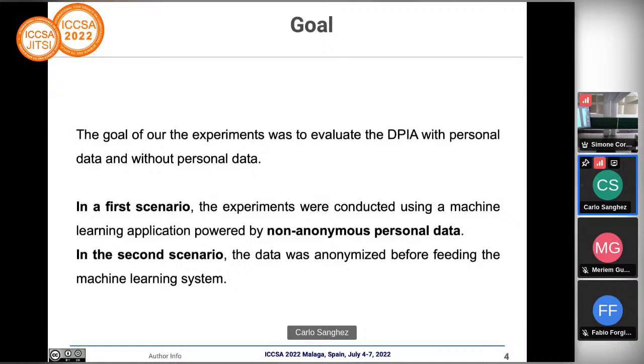So what about our goal? The goal of our experiment was to evaluate the data protection impact assessment in two cases. In the first one, the system uses personal data. In the second case, the whole system uses anonymous data, so no personal data. We want to understand how the risk level changes when we switch from a situation where we have personal data to a situation where we have only anonymous data. We don't care in our experiment about the performance in terms of fault prediction.